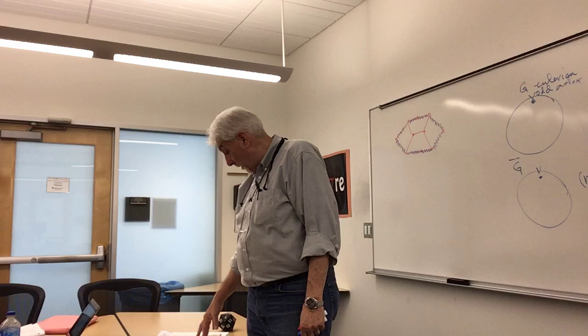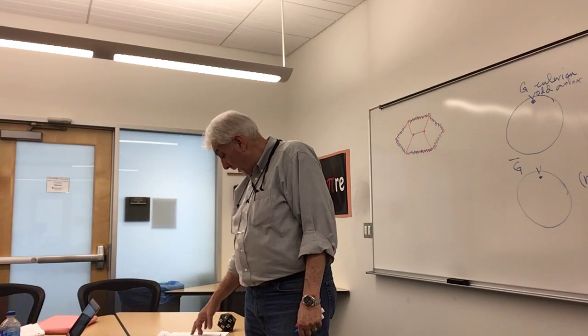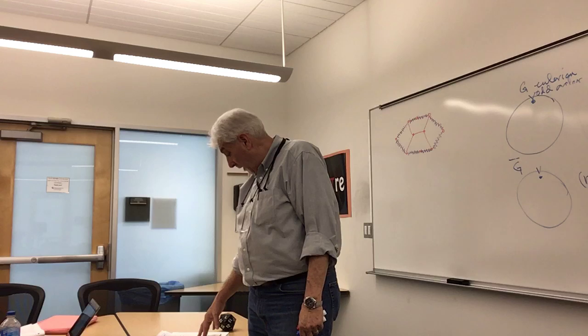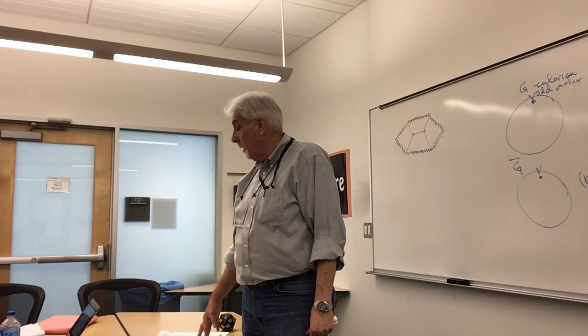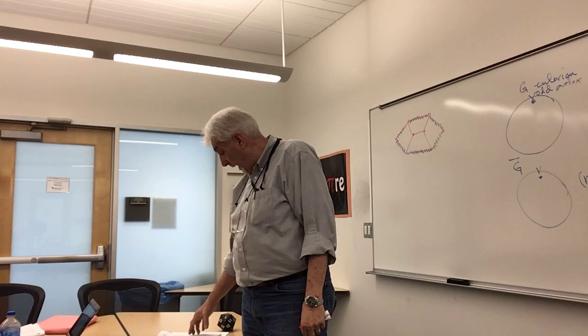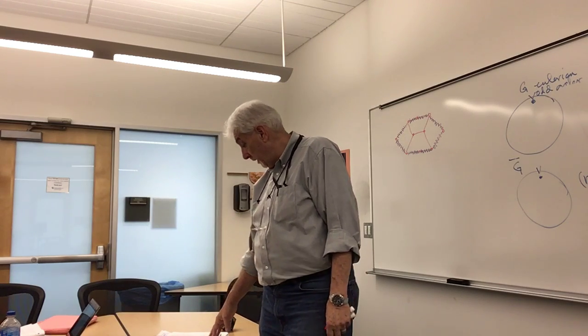So let's see. We have a vertex of degree 2. We have another vertex of degree 2. Oh, but I only have 2 vertices of degree 2. So of course, if I know that I have 2 vertices of degree 2, I know that I have to use those 4 edges.